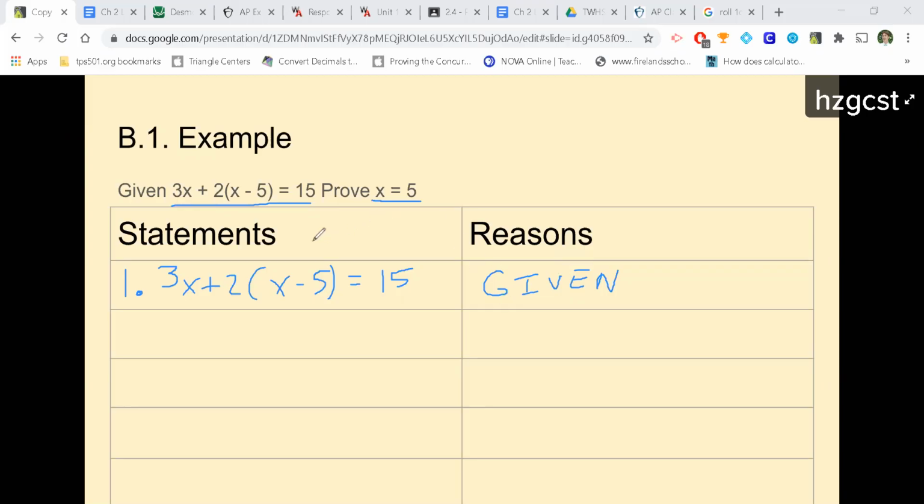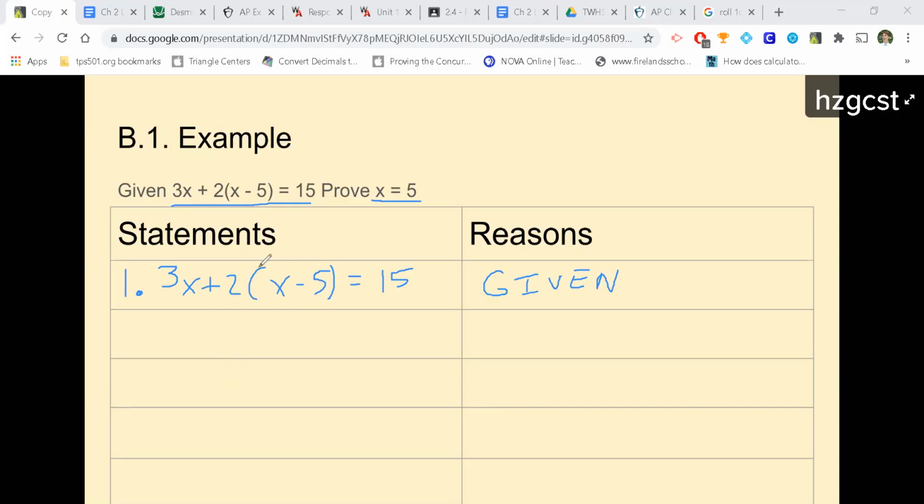All right, my goal is to prove that x equals 5. So I need to get x by itself on the left side of this equation and all of my numbers to the right side. There are many different ways you can do that. So my proof for this could look different than yours, and we could still have the right answer for both of us. What I would do next is simplify this.